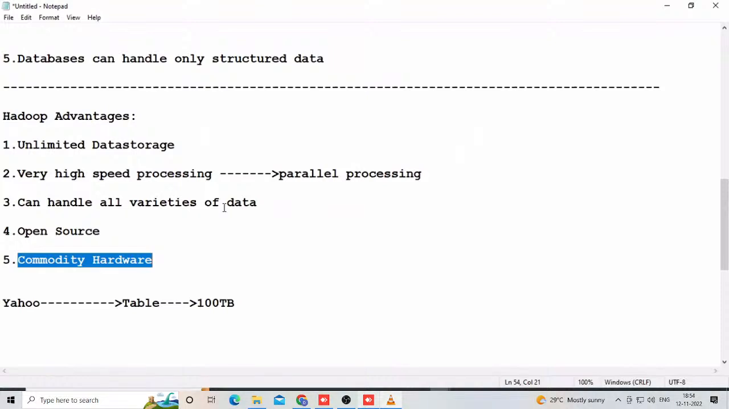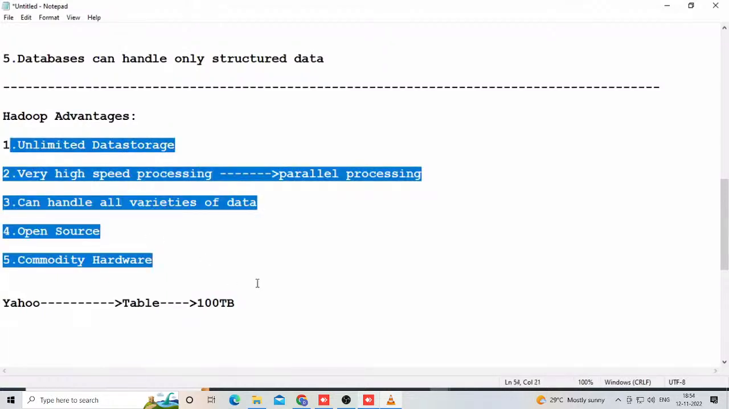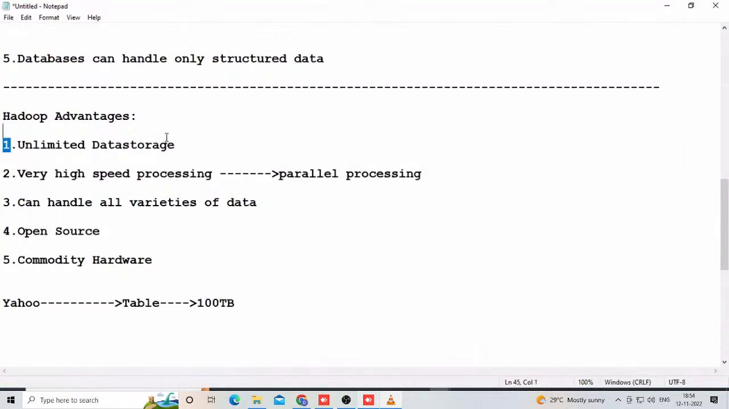Very high speed processing is because of parallel processing, and unlimited data storage is because of a feature called horizontally unlimited scalability, which I'll discuss in brief in tomorrow's session. Tomorrow I'll brief you about these advantages. Why can only Hadoop go with unlimited data storage, why not databases? Why does Hadoop have very high speed processing?